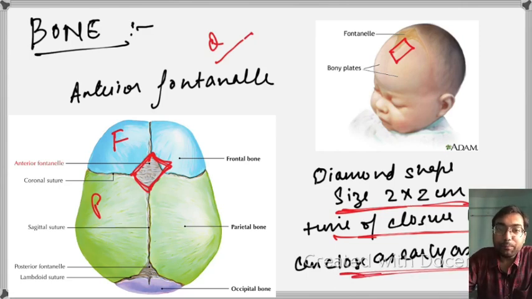Many grandmothers come with their child and they say that we are putting lots of oil over the anterior fontanelle to get it closed soon. So we ask, why do you want to close the anterior fontanelle soon? They have no answers for it. So it does not close by putting any oil or anything else. It closes by itself, and the normal age of closure is by 18 months.